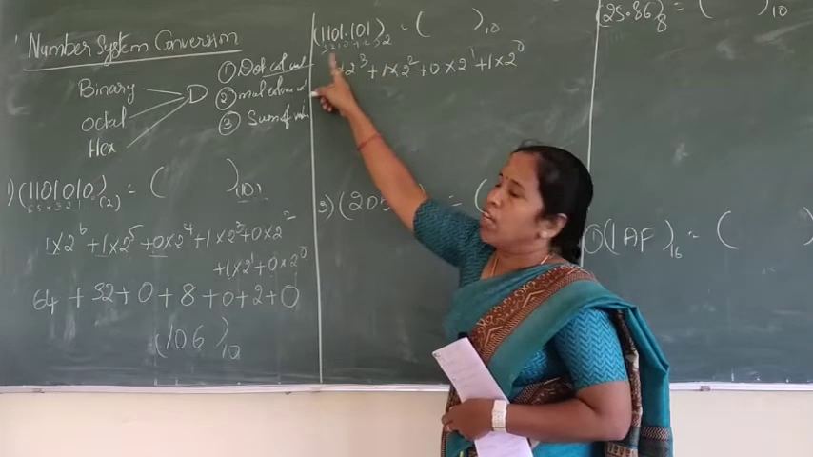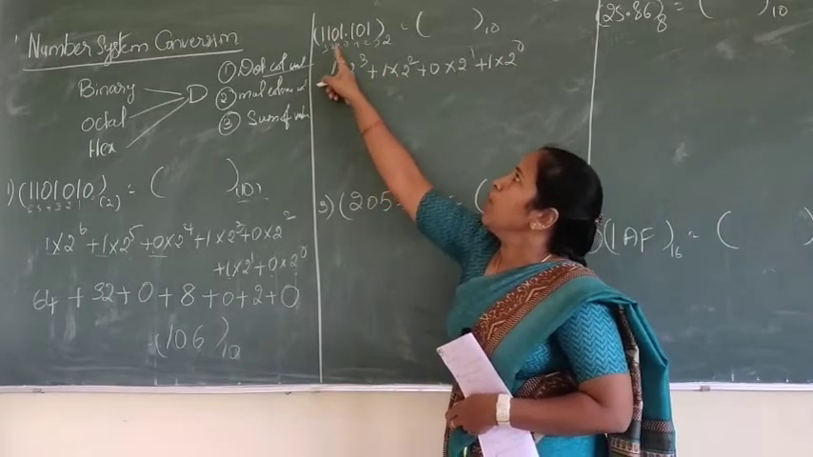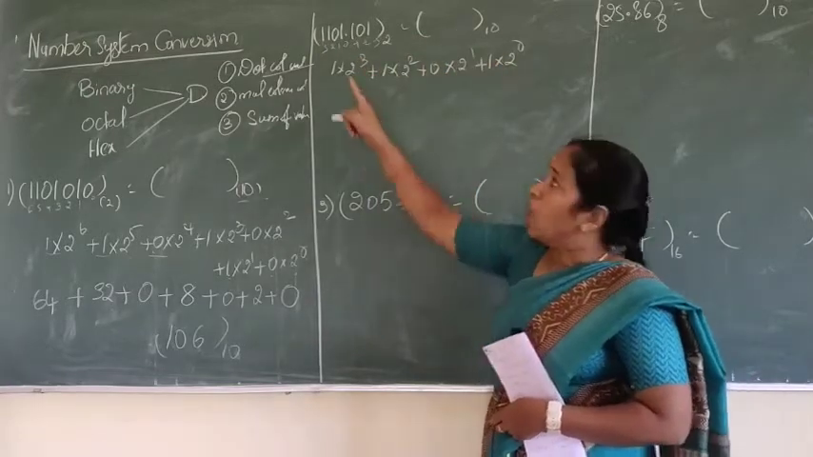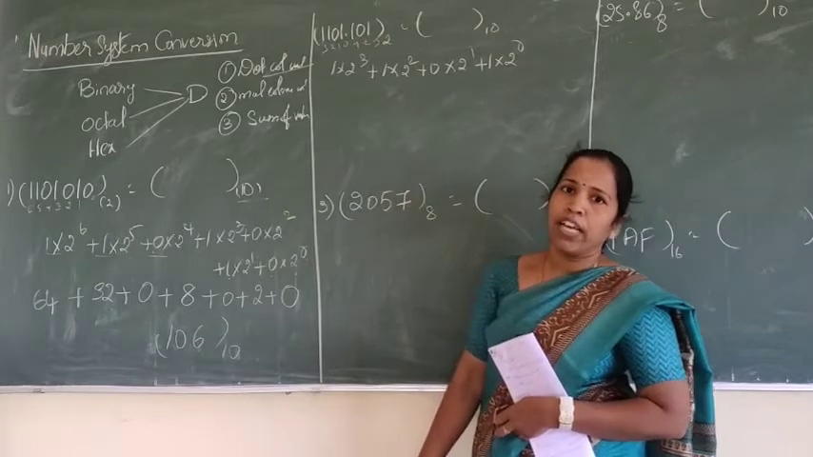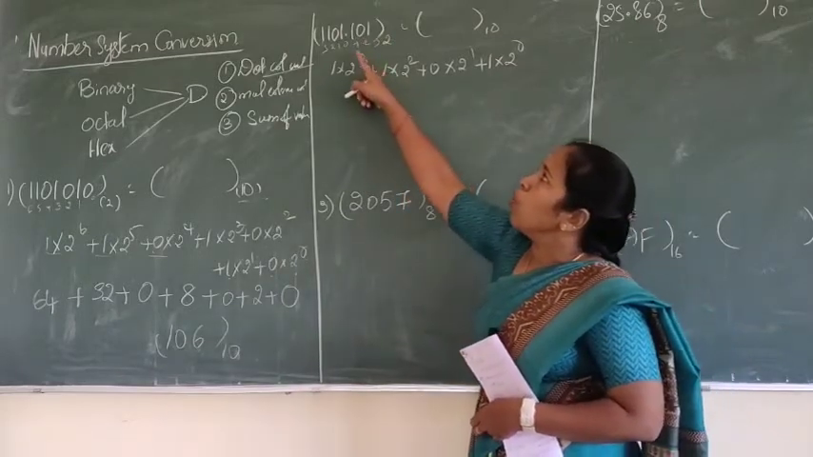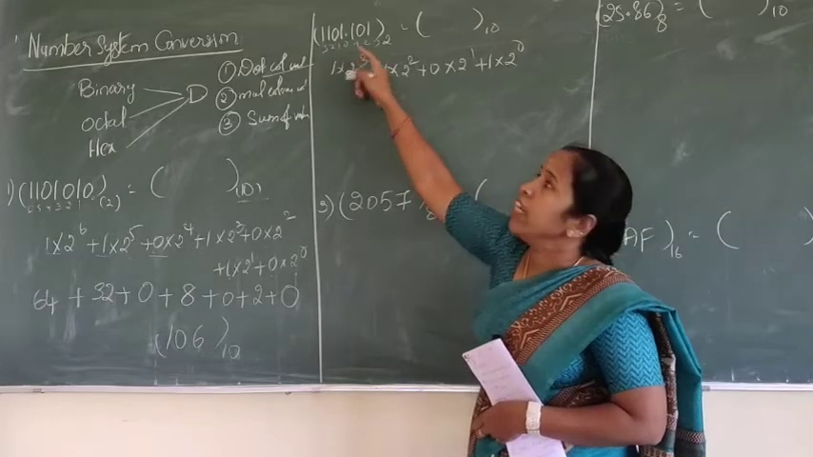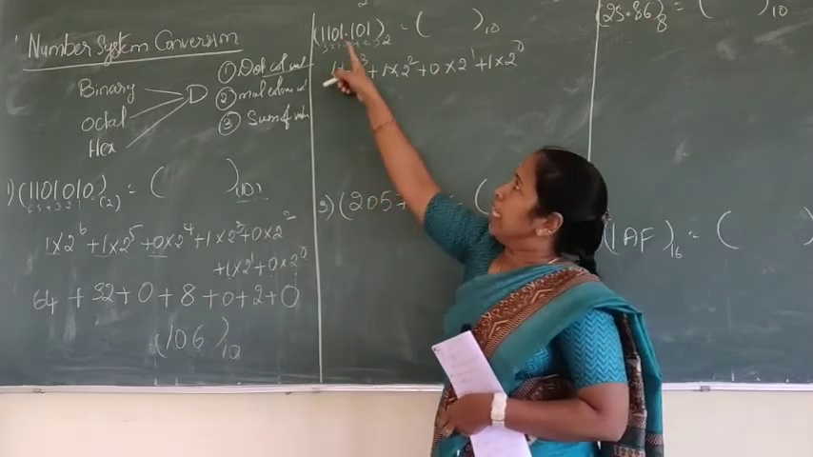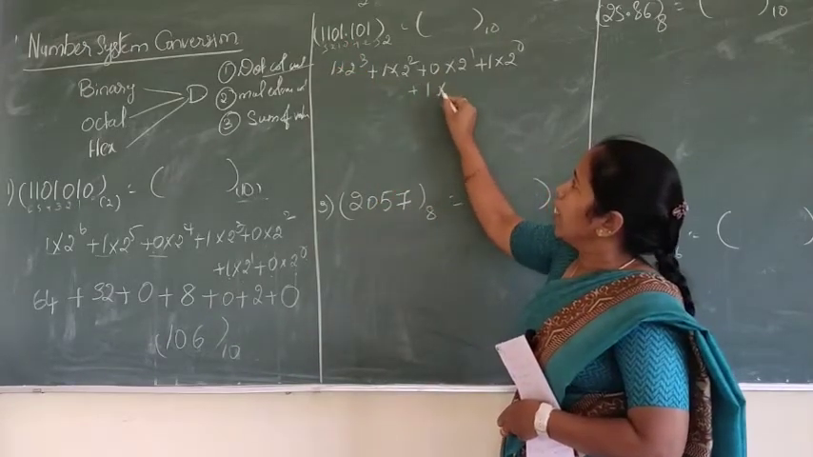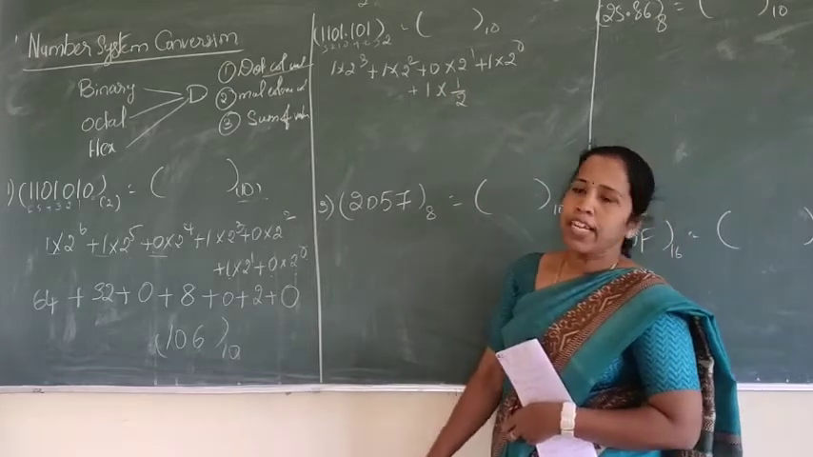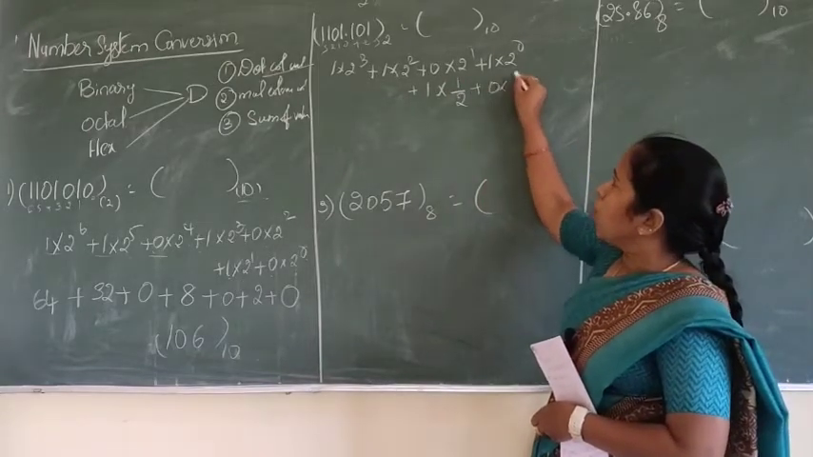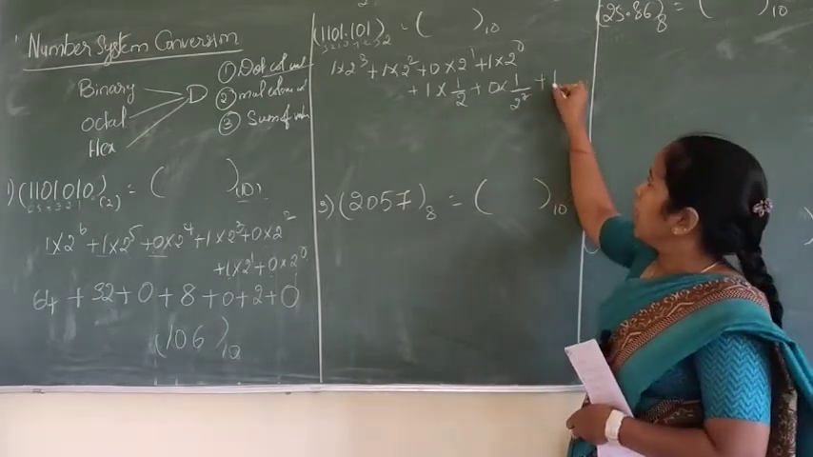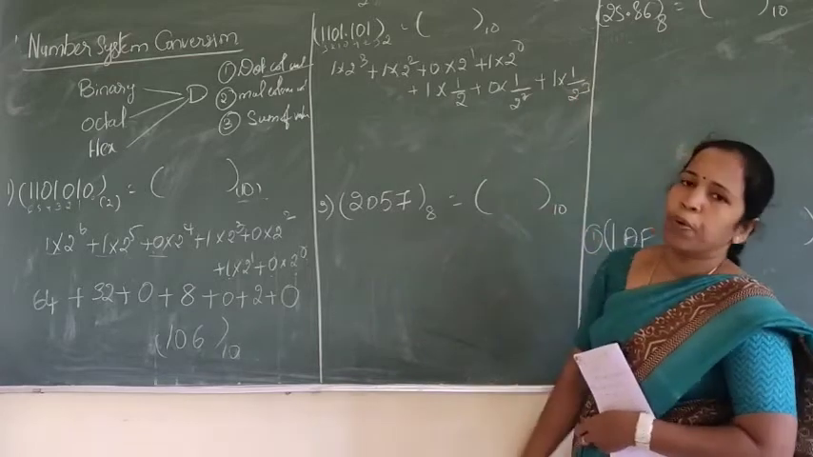So on this side I have done 2 cube into 1 plus 1 into 2 square plus 0 into 2 to the power of 1 plus 1 into 2 to the power of 0. Now after this decimal point, how are we going to proceed? 2 to the power of minus 1 means 1 by 2. So we multiply 1 into 1 by 2, plus 0 into 1 by 2 square, plus 1 into 1 by 2 cube.